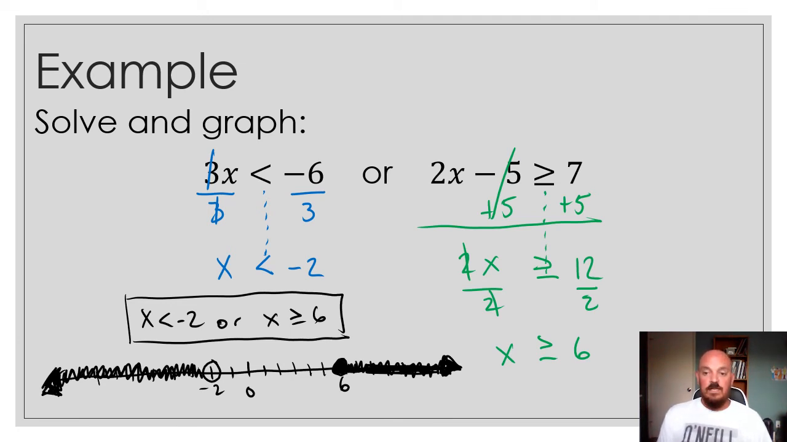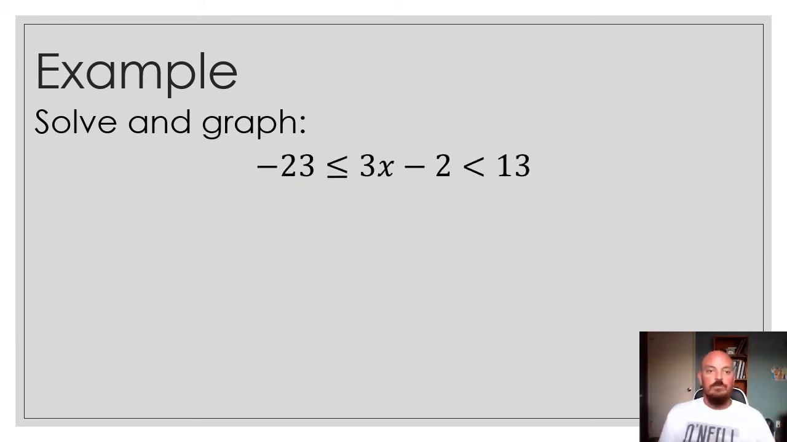All right, let's try the second example, the other type of compound inequality. Let's say I ask you guys to solve and graph this one right here. Negative 19 is less than or equal to 3x minus 2, which is less than 13. So this is that one where I said we have three parts to this. I'm going to put a dotted line under the less than or equal to, and also one under the 13.